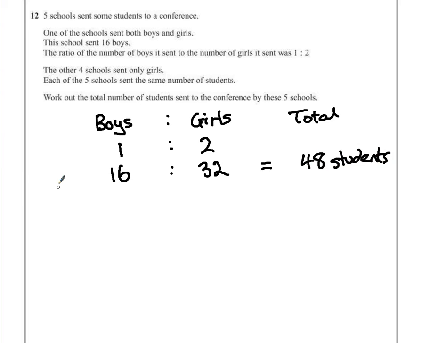So if that was the first school, and we have five schools that all send the same, that means that we've got five lots of 48. Well, 10 times 48 would be 480, so five times that would be 240 students. That's five schools, each sending 48.